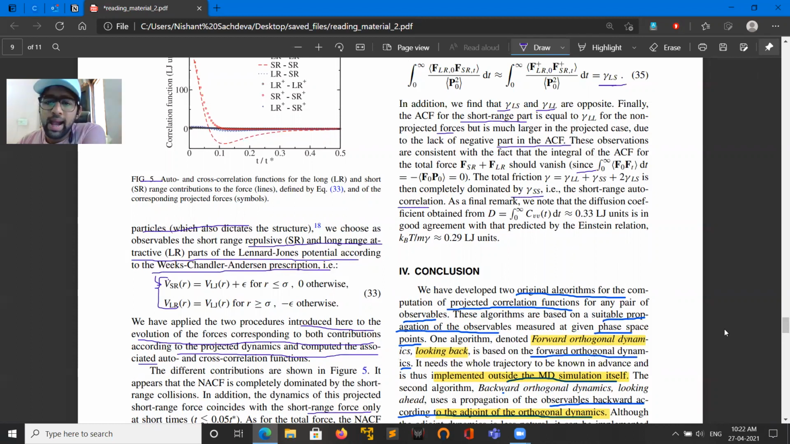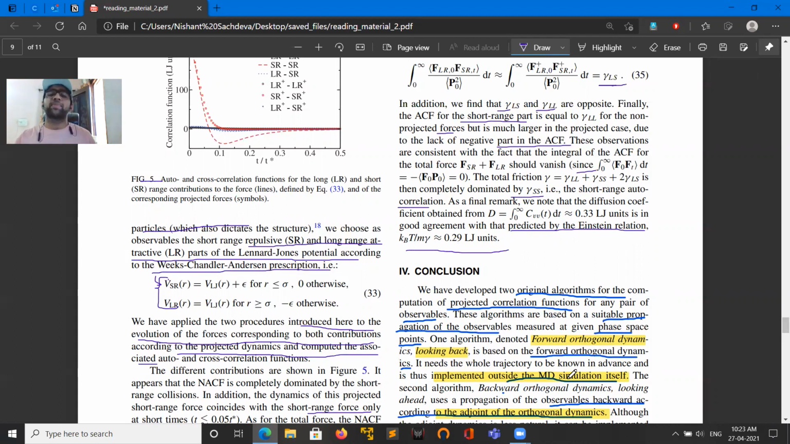Fair enough. As a final remark, with that to the end of the paper, we note that the diffusion coefficient obtained from D as 0.33 LJ units is in good agreement with that predicted by the Einstein relation, that is 0.29 LJ units. This is what we postulated. We were right.